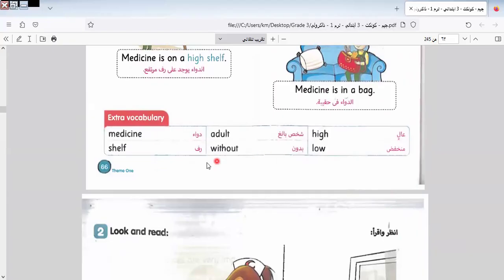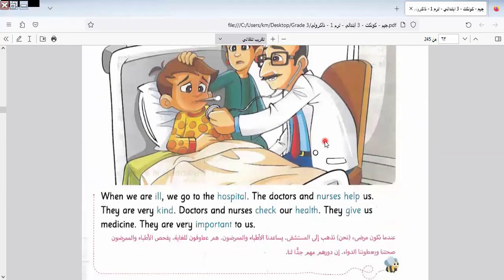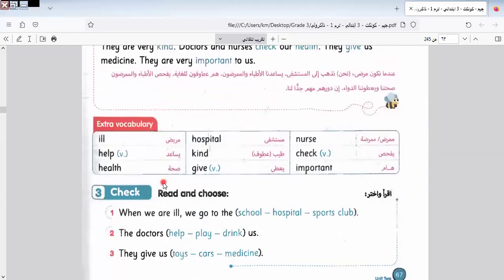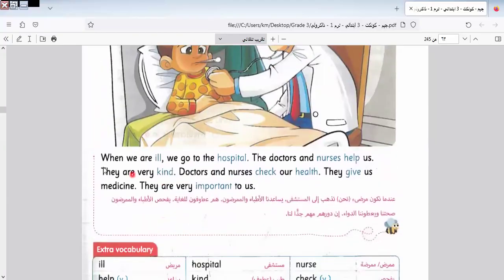Let's know more about this vocab in this part. We have here medicine. I think medicine, we took it before, it's not that difficult. Child, adult. I think adult we took in grade 1 and grade 2, the cycle of the human. Adult, without, high and low are opposites. Let's read this text, learn the vocab related to it and answer the questions below.